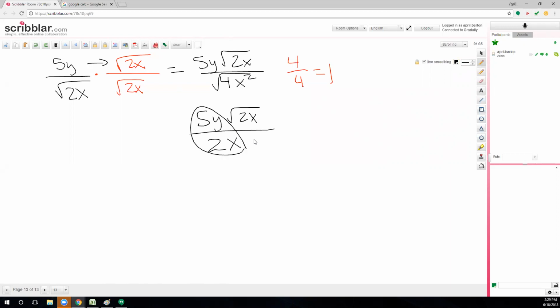If the stuff not under a radical could simplify, if this had said 6y, we could do 6 divided by 2, then you would simplify. Nothing here simplifies, so that's just your final answer. Our whole goal was to not have any radical in the denominator anymore, and we accomplished that.